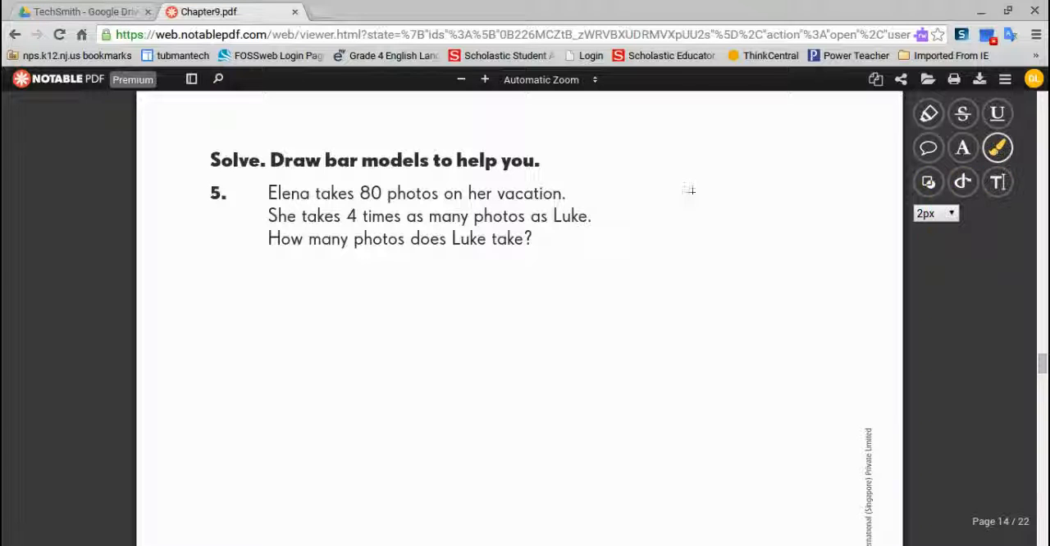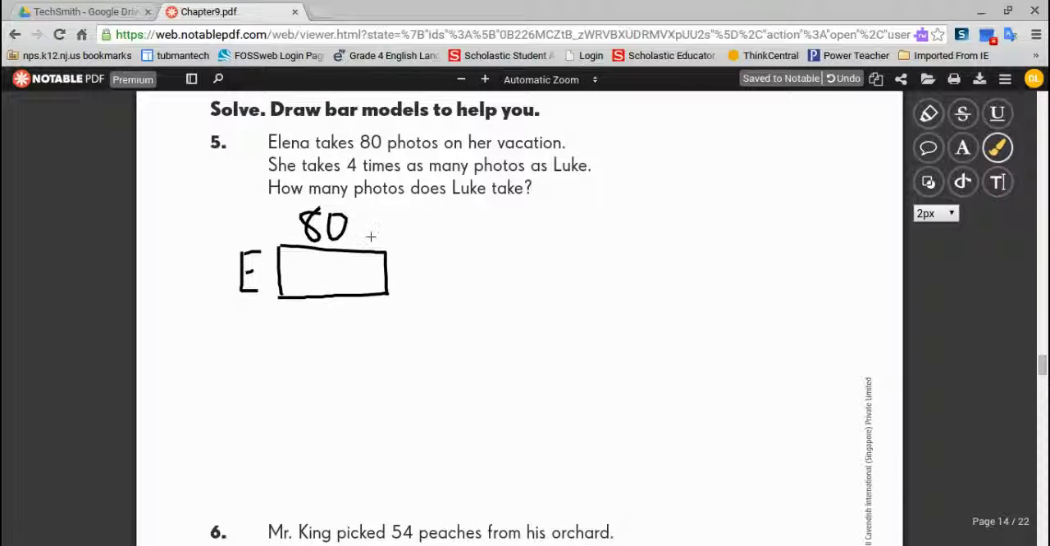Alright, here we go. So Elena takes 80 photos on her vacation. So here's my first bar model. And here's Elena. And she takes 80 photos. Now she takes 4 times as many photos as Luke. So here in those 80 pictures, she has 4 times as many as Luke.